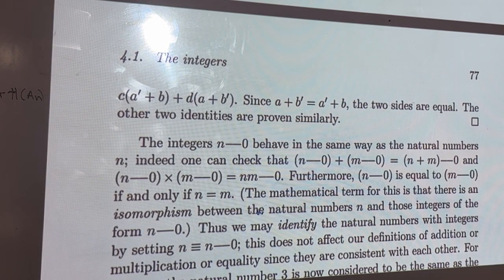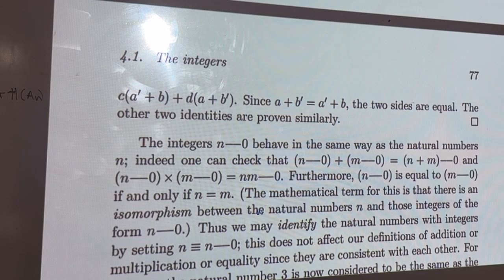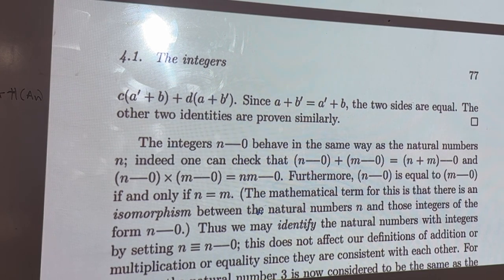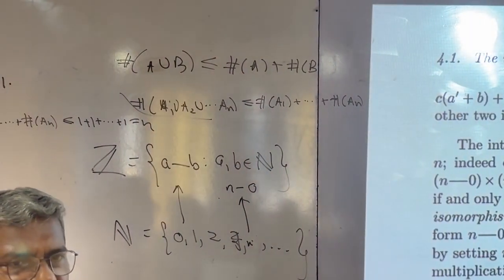Now, he is showing a kind of isomorphism from here to there. The mathematical term for this is that there is an isomorphism between the natural numbers n and those integers of the form n minus 0. We are saying if you take an n here, n is matched to n minus 0. So this n and n minus 0 behave the same way.